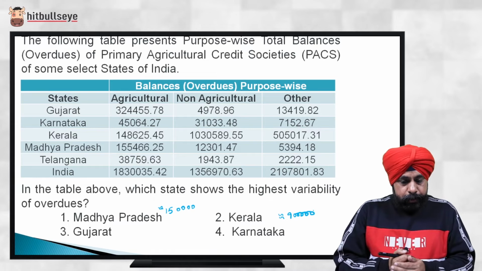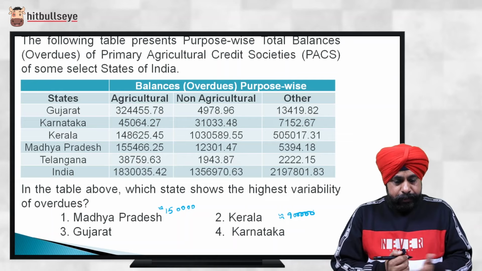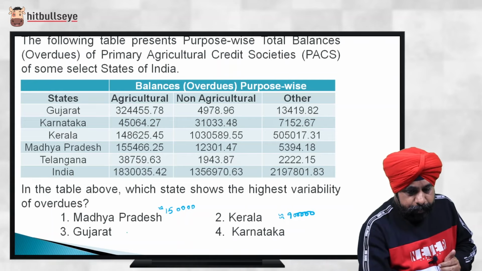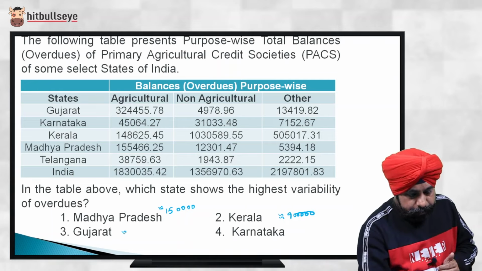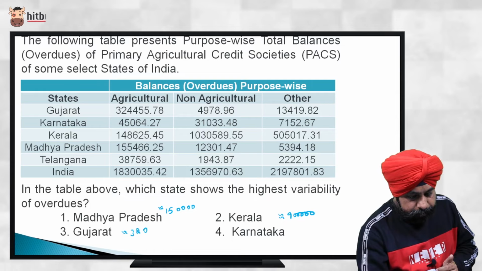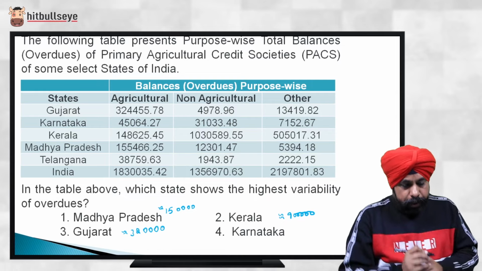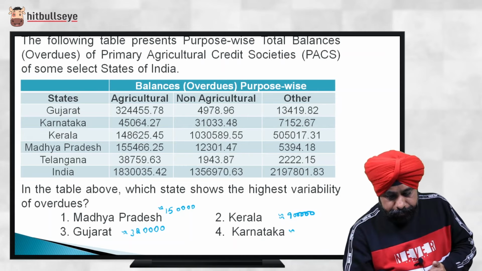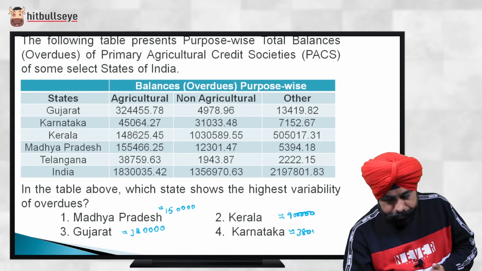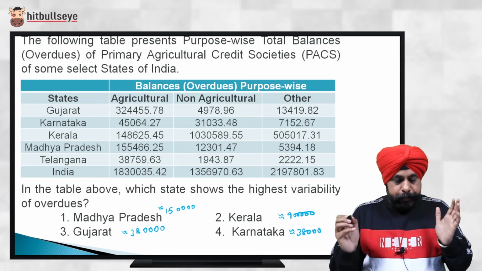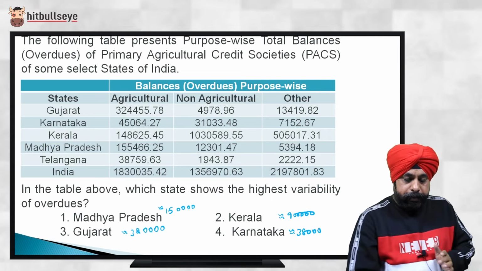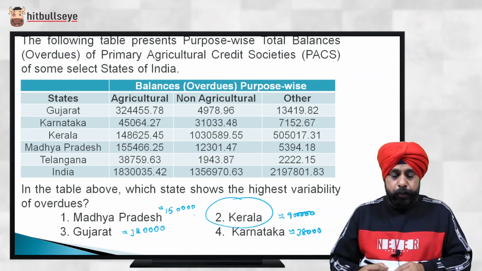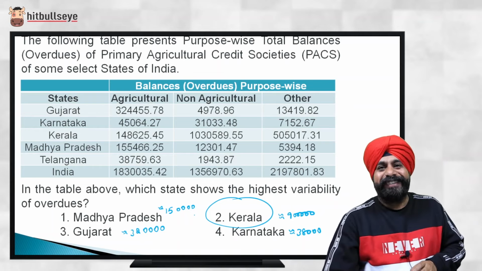Going to Gujarat, 3 to 4 this and this. People, this difference you can see 3,25,000 and roughly 5,000. So this is very close to 3,20,000. Lastly, it is Karnataka, 45,000 and 7,000. So this is roughly 38,000. So people, you can see the maximum variability in overdues is in case of Kerala, where this is close to 9 lakhs, right people.